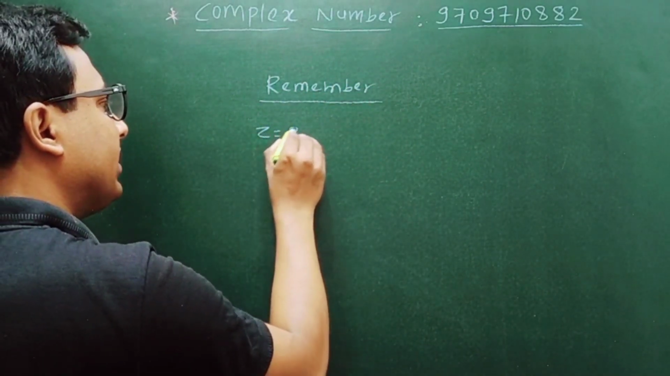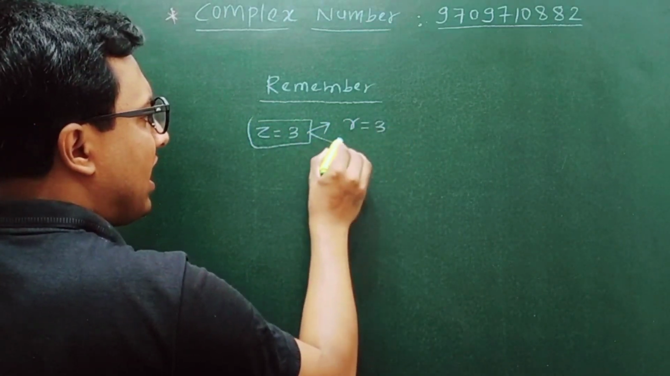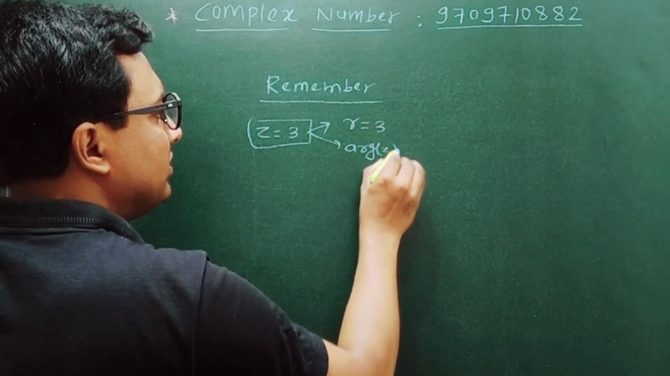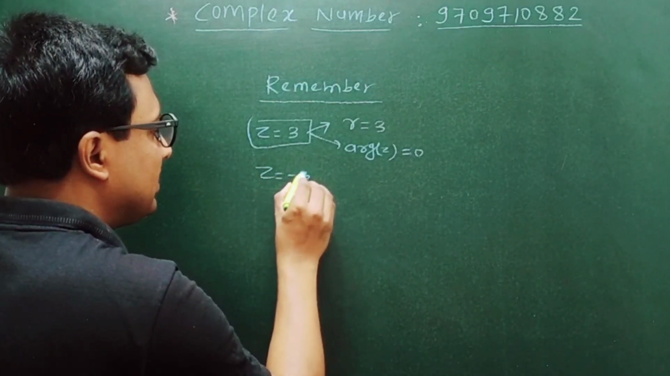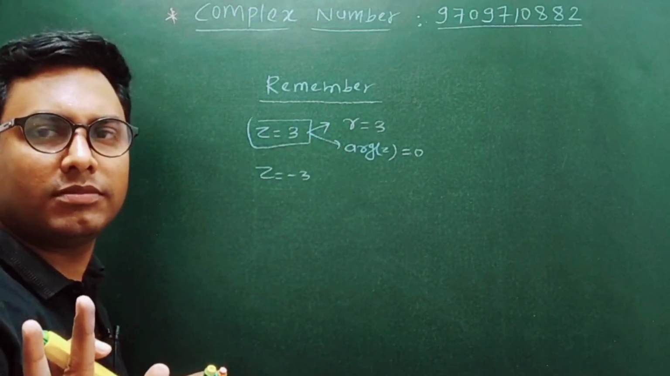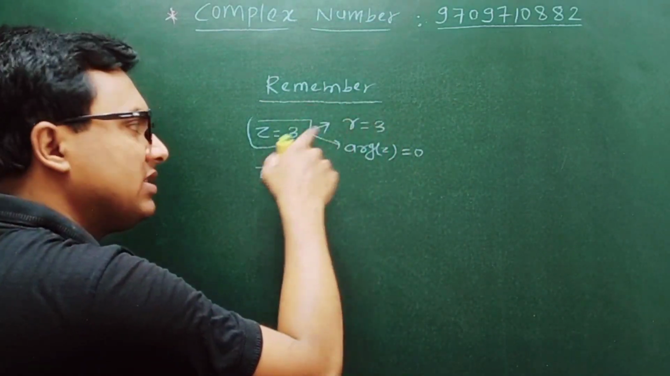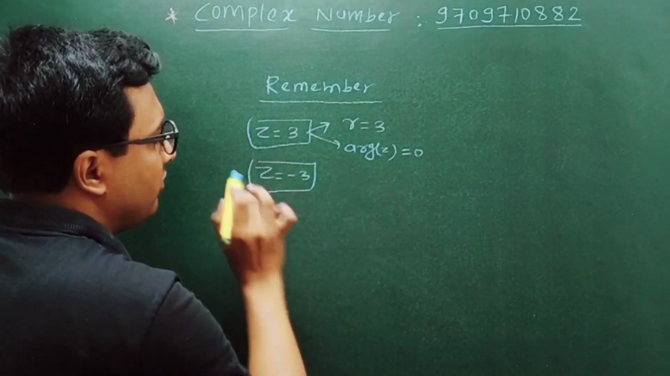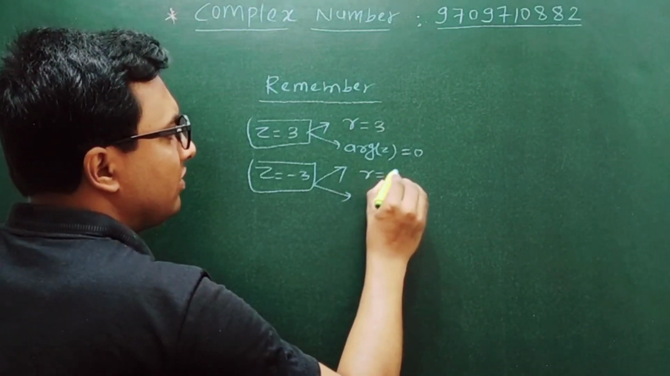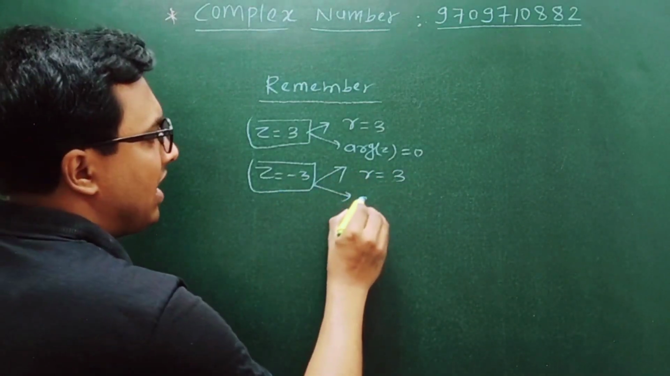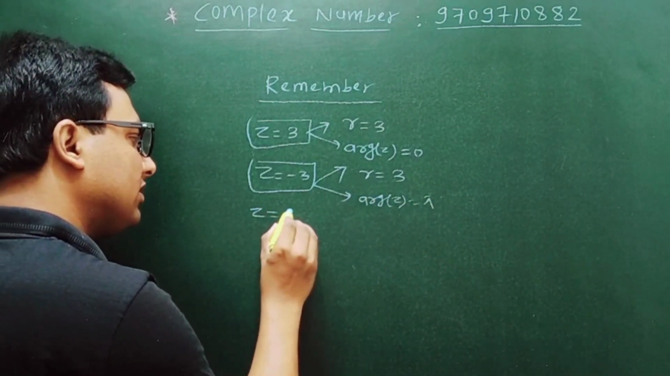If z is equal to 3, then see here, r is equal to 3 and the argument is equal to 0. For z equal to 3, a positive real number, the argument is equal to 0 and the modulus is equal to the same as this real number. When you take a minus value, z equal to -3, then we get r is equal to 3. Take the positive value always, and the argument is equal to pi.